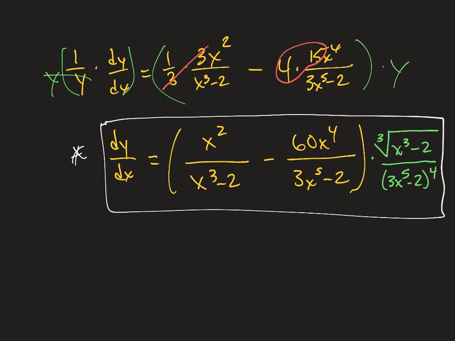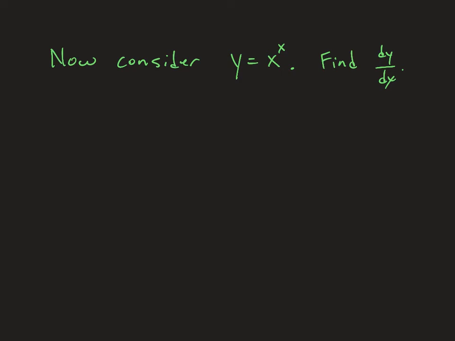Okay, how about another example? That last example that I showed you, we could have done that with other rules, right? We said we could have run through the quotient rule along with the chain rule, and we could have arrived at the derivative. But a function like x raised to the x power, we only have one tool available to us, and that is logarithmic differentiation.